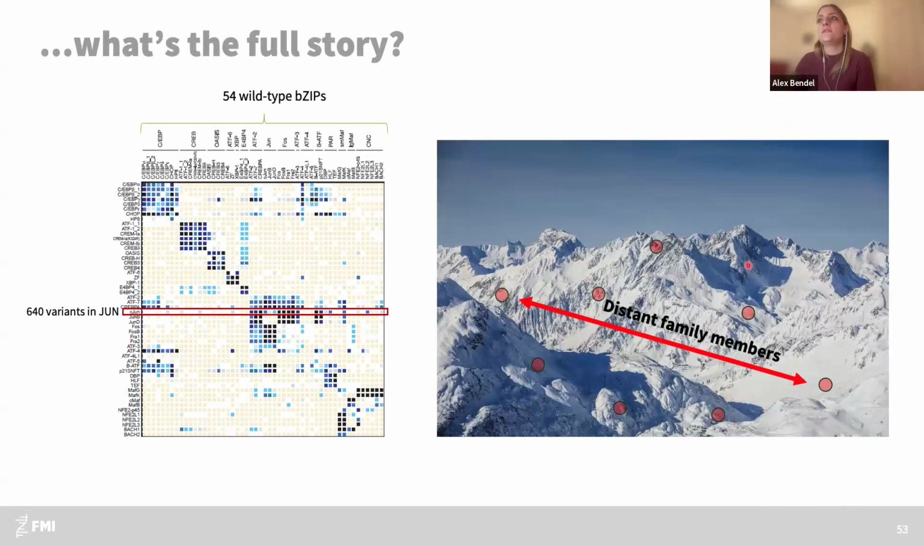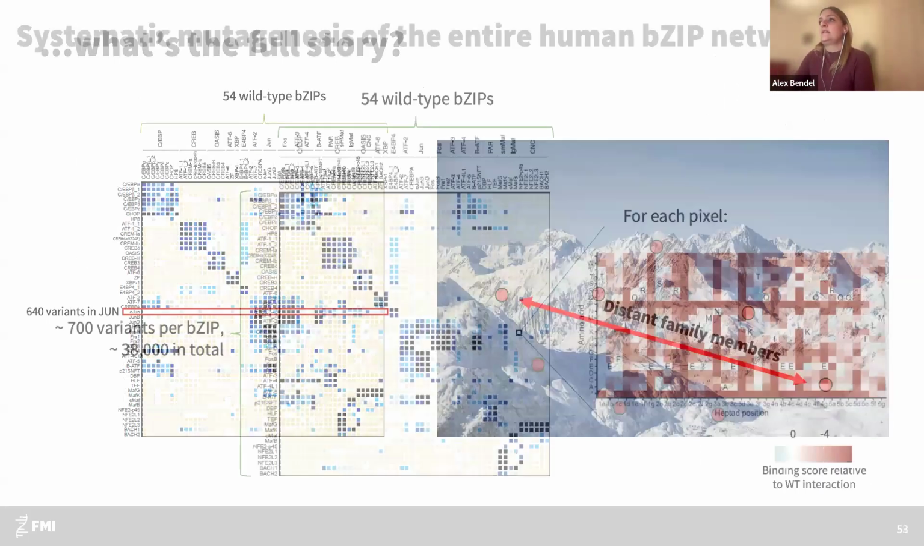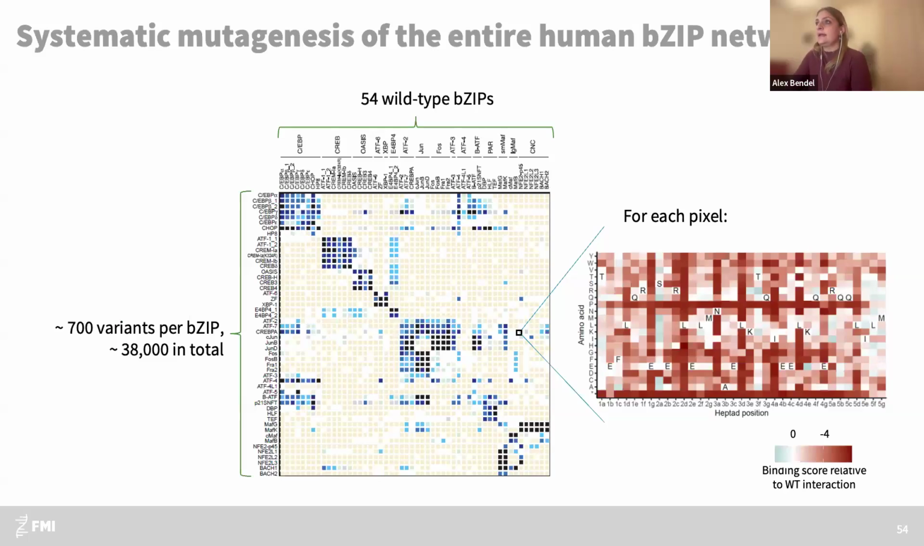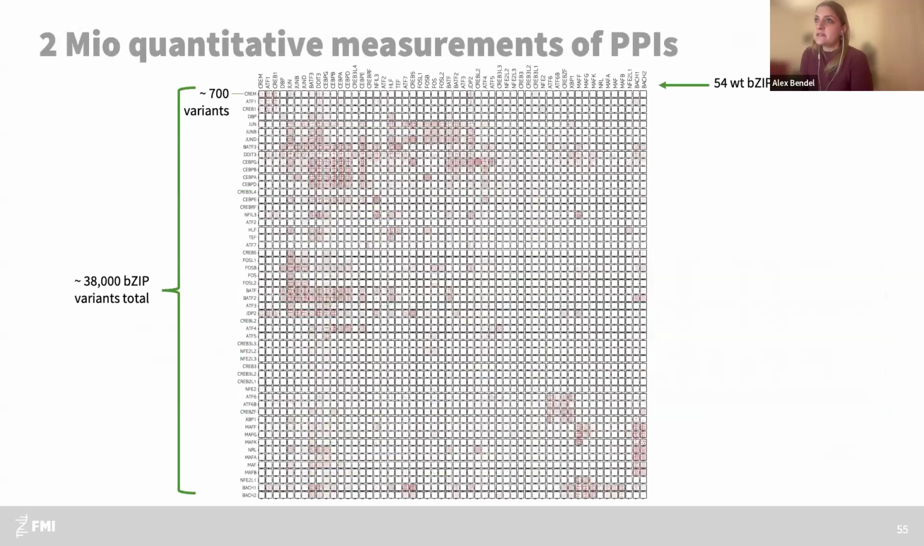What if we look at all 54 wild-type bZIPs in the full deep mutational scanning? So we did this, as I mentioned earlier, and as a result, we get this massive heat map of 2 million quantitative measurements of PPI. And this basically represents 3,000 deep mutational scans done in one, which is more than the entire MAVE database at the moment.